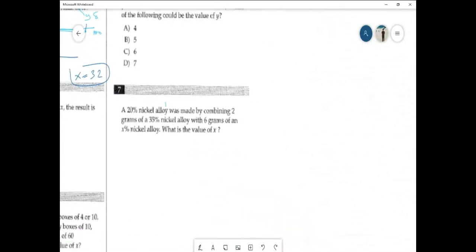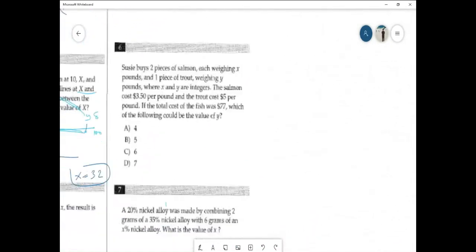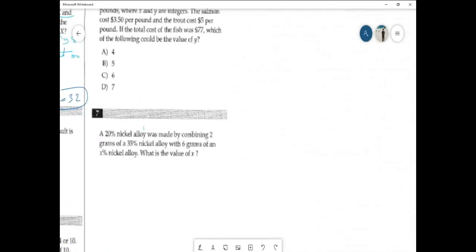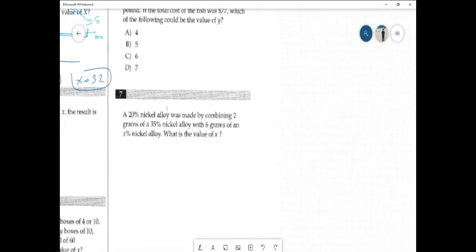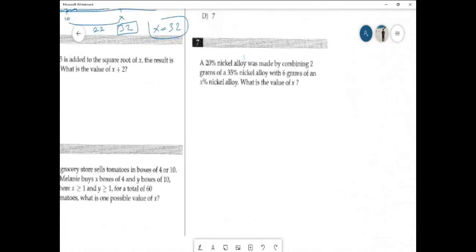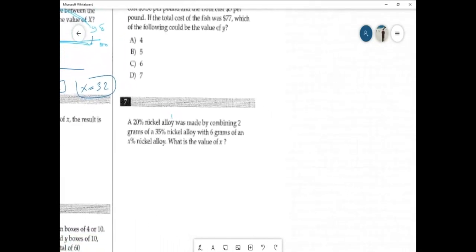Okay. Let's solve question number 7. Which chapter is this? Which practice is this? Chapter number 12, I think, or maybe 13.